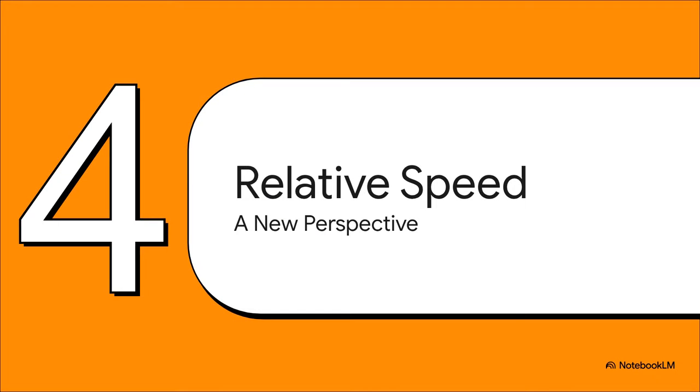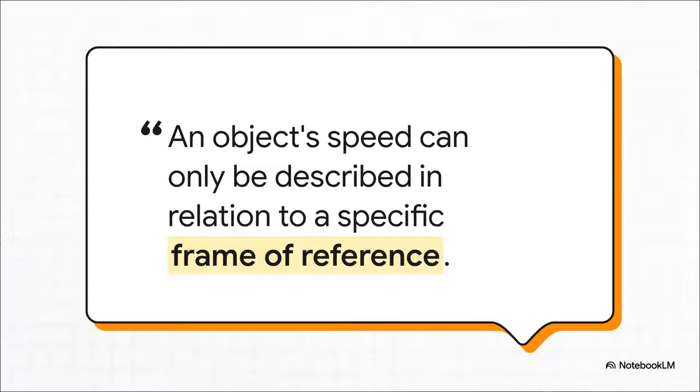Now we get to a really cool, kind of mind-bending concept that makes problems with more than one moving object so much easier. It's called relative speed, and it's all about changing your point of view, your frame of reference. Just think about it for a second. If you're sitting on a fast-moving train, how fast are you moving? Well, relative to your seat, you're not moving at all. But relative to a person standing on the ground outside, you're moving at, say, 100 kilometers an hour.